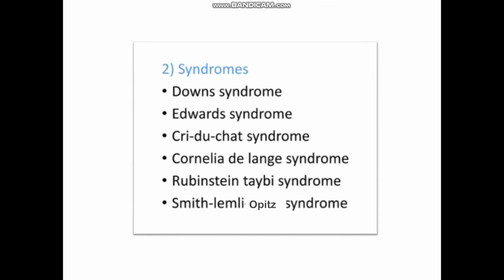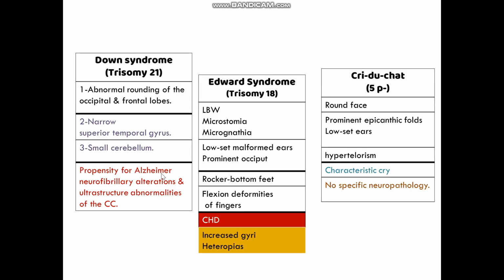Here we come to the syndromes which are associated with the primary or genetic microcephaly, which are Down syndrome, Edwards syndrome, Cri-du-Chat syndrome, Cornelia de Lange syndrome, Rubinstein-Taybi syndrome, and Smith-Lemli-Opitz syndrome. The three syndromes we are going to discuss here are Down syndrome, which is called trisomy 21, Edwards syndrome, which is called trisomy 18, and Cri-du-Chat or 5p minus.